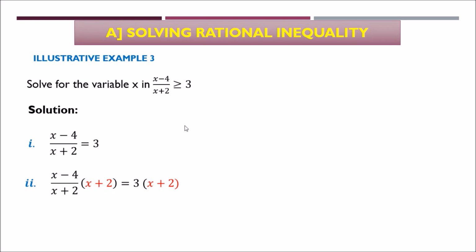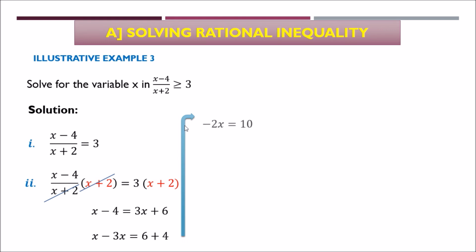So, again, to eliminate our denominator, we will multiply both sides by the quantity x plus 2, and then we can cancel out x plus 2 and x plus 2 there. So what we have is x minus 4 equals 3x plus 6. By the additive property of equality, that will give us x minus 3x equals 6 plus 4. Then simplify. This will give us negative 2x equals 10.